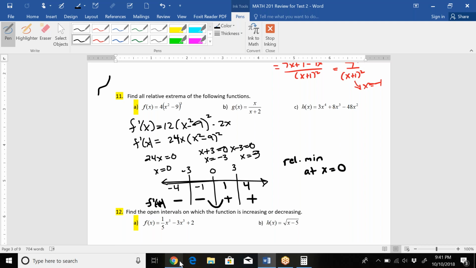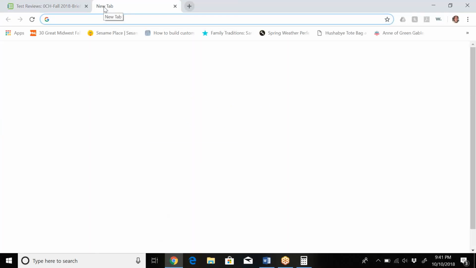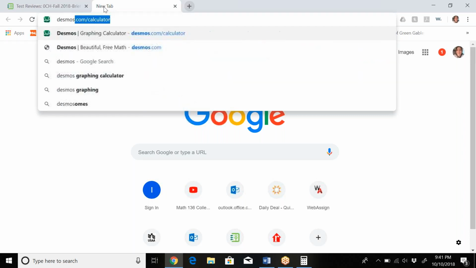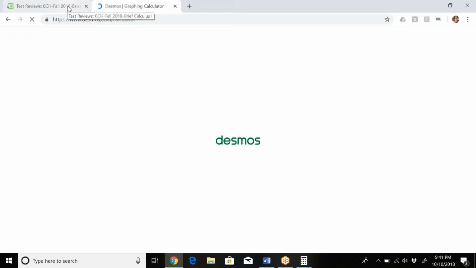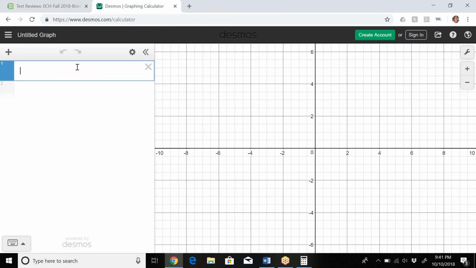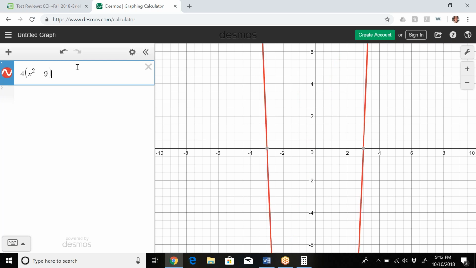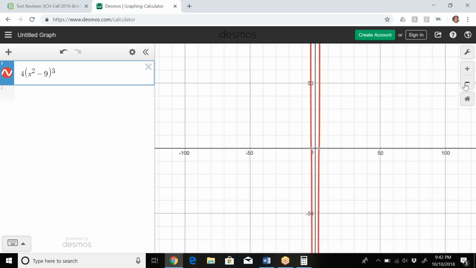If you ever question that, you can always go, remember, well, now you can't do this on the test, but if you're studying, you can go to Desmos and type in that function and you can see that those aren't maximums and minimums, they're points of inflection. So I'm going to do that real quick for us. And this function was 4, and then was it x squared minus 9, and then cubed. See right there at -3 and +3, those are just places where we momentarily flatten and we continue going down or up. And you'll see at 0, way, way, way down here.